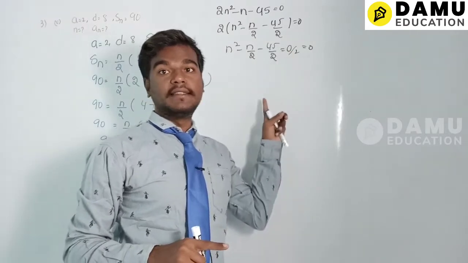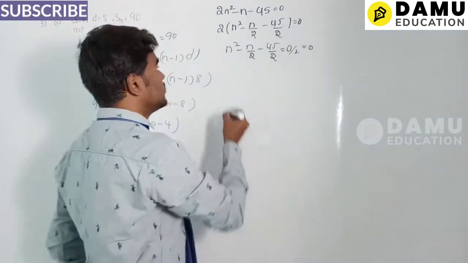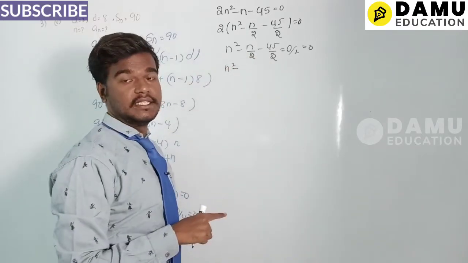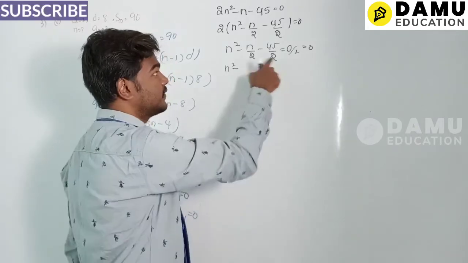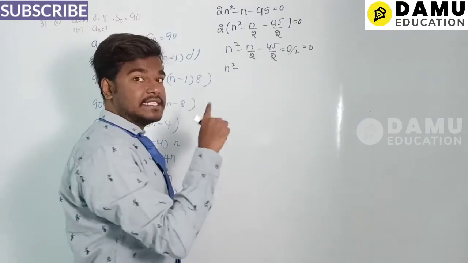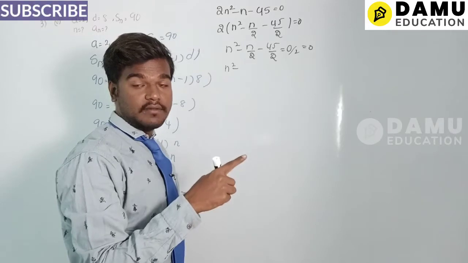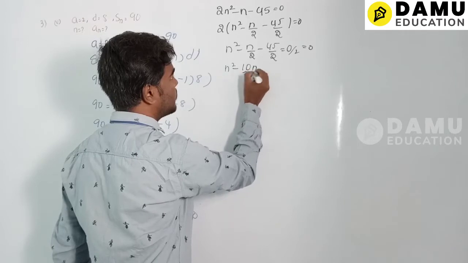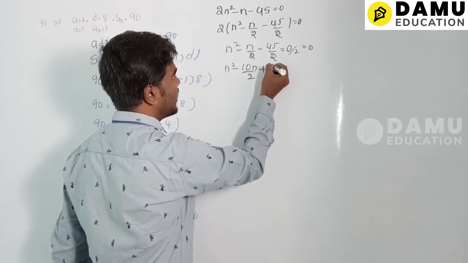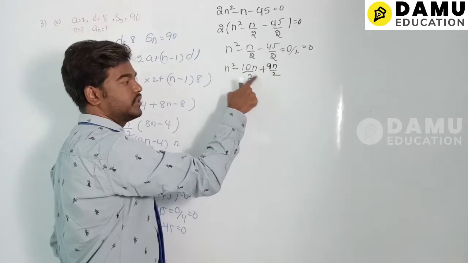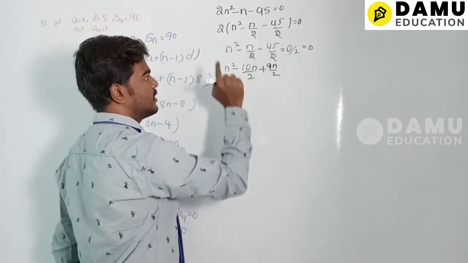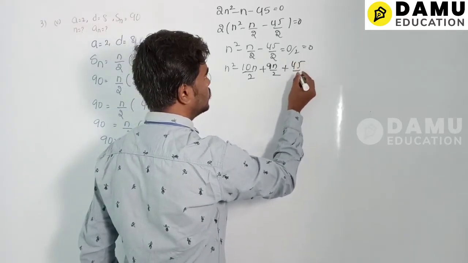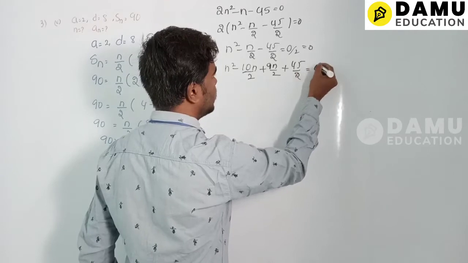You can go with two methods. I'll explain. The first method is this one. n by 2 we should get, so how will we get n by 2? With the 45 by 2, you should get the answer. So we can take 10 minus 9. 10 into 9 will be 90 by 2, we will get 45. So minus 10n by 2 plus 9n by 2, so minus n by 2 we will get. 10 minus 9 will be n. So minus 45 by 2 equals 0.